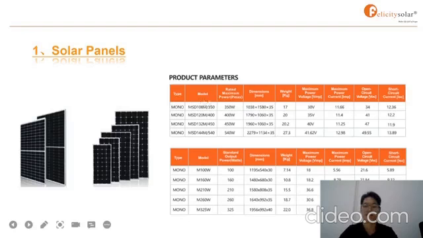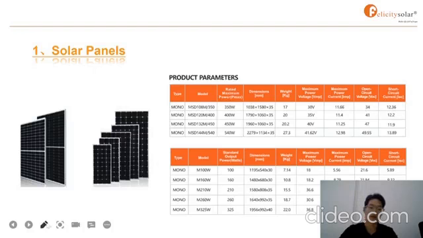And you can see the rated maximum power is 350, 400, 450, 540, and you can also see the voltage from 100 to 325. And next is the dimensions, the weight, the maximum power voltage, the VMP, and the maximum power current, IMP. You can also see the open circuit voltage, the VOC, and the short circuit current, the ISC.